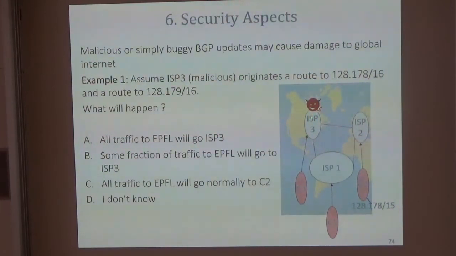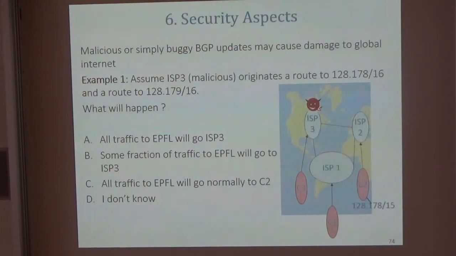So of course that's completely illegal. So they say, I have this prefix in my local domain. I'm locally attached with a local next hop here. What will happen? So let's time out. So most of you say B, so some fraction of traffic to EPFL will go to ISP3.